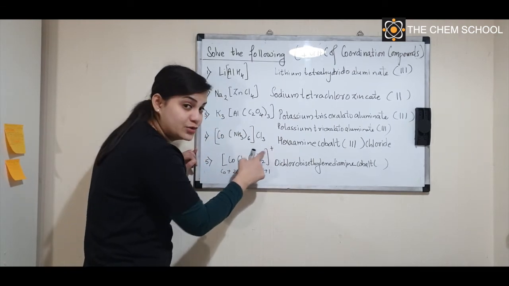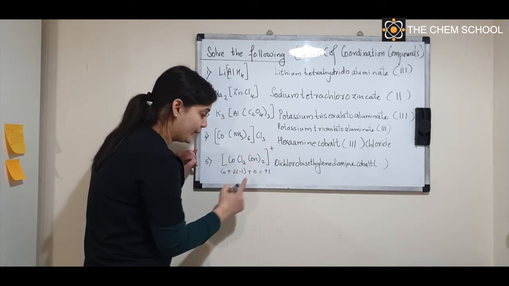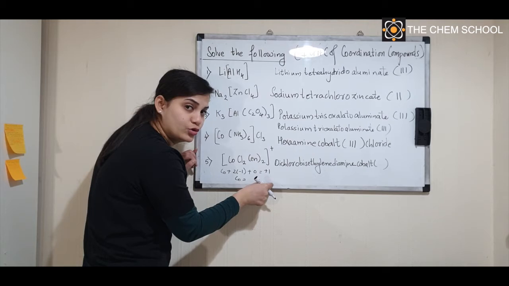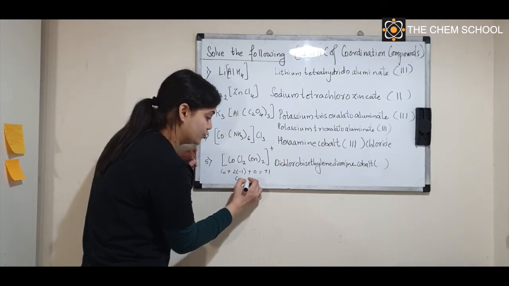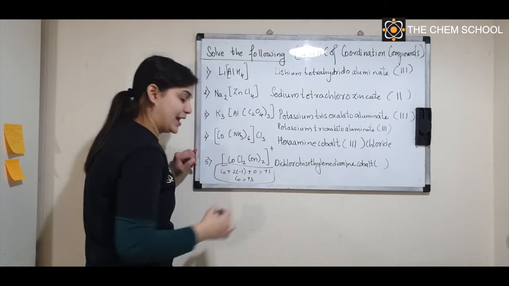Okay, so that is what I meant to say, that you have to look at the charge which is present on top of the square bracket. So now you will have charge of cobalt which is equal to -2 goes on that side, +2 and +1. So total charge on the cobalt will be +3. So this is how I have calculated the oxidation state.